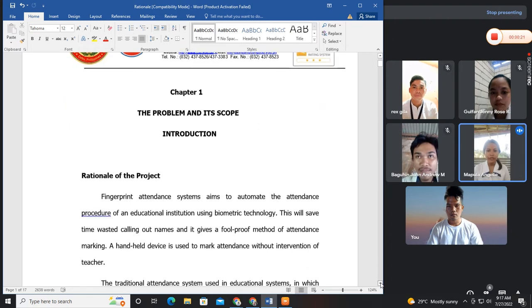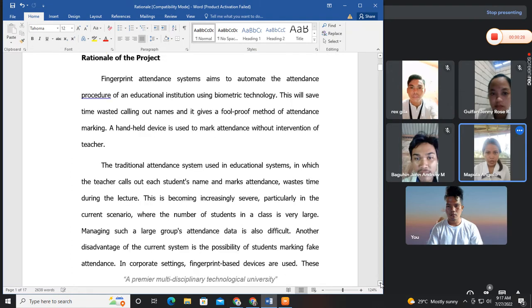Fingerprint attendance system aims to automate the attendance procedure of an educational institution using biometric technology. It gives a foolproof method of attendance marking. A handheld device is used to mark attendance without intervention of the teacher.